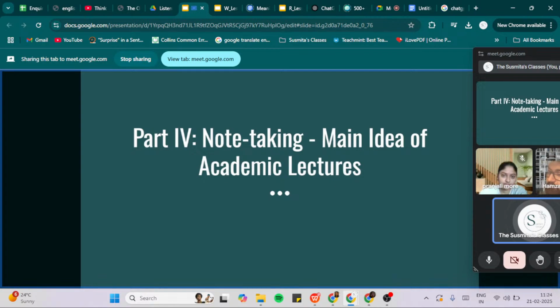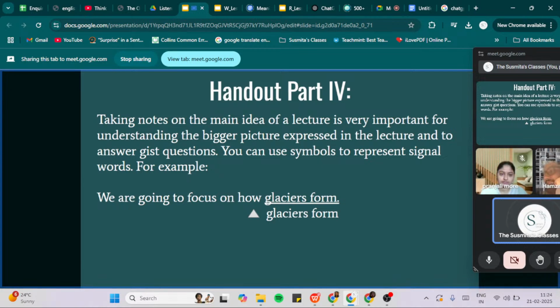Another thing that we learn over here is how to take notes for the main idea of the academic lecture. Now understand this, taking notes is very important in your examination. But even if you are not able to take notes, it's fine. Remember what I had told you when we did the question types in listening, that taking notes is distracting sometimes. If we focus on taking notes, we happen to lose focus on what the professor or the speaker is saying in the audio.